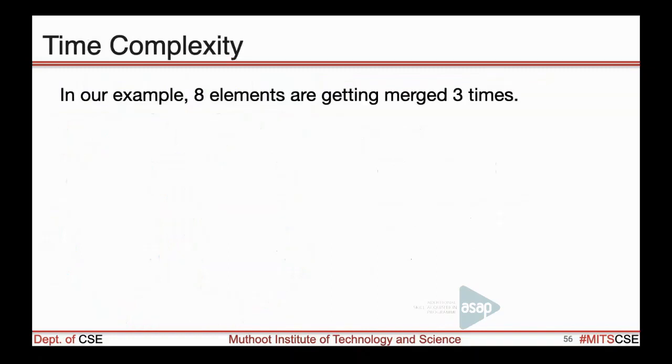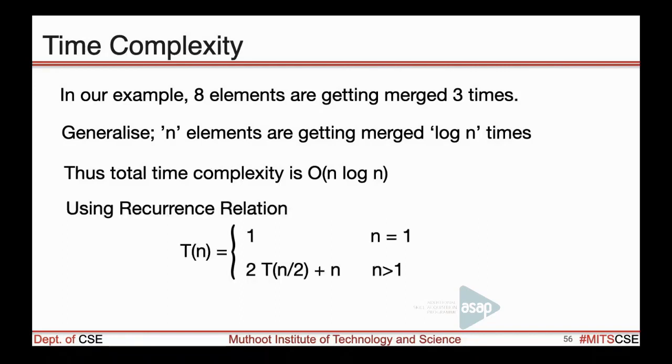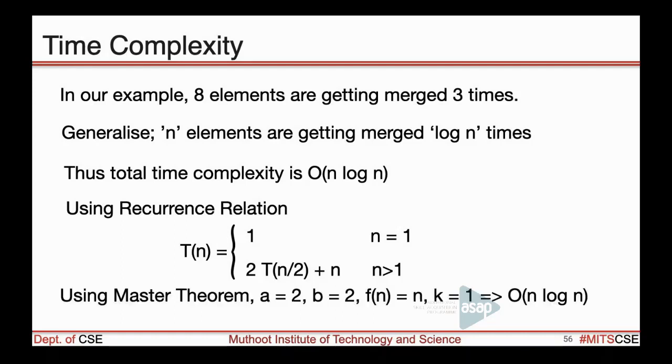In our example, there were 8 elements and they were getting merged 3 times. So generalizing, we can say that n elements are getting merged log n times. So the total complexity will be order of n log n. We can represent it using the recurrence relation T(n) = 2T(n/2) + n for merge sort. Why is it n by 2? Because we are taking the half, right? So 2T(n/2), 2 times, plus n. Using Master's theorem, we can say that a equals 2, b equals 2, f(n) equals n, k equals 1.